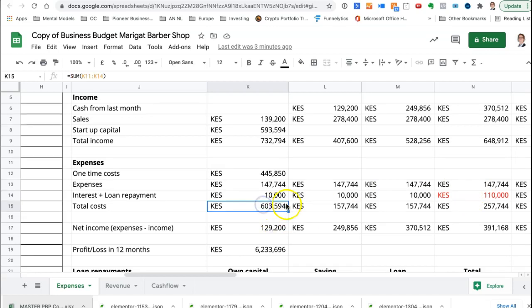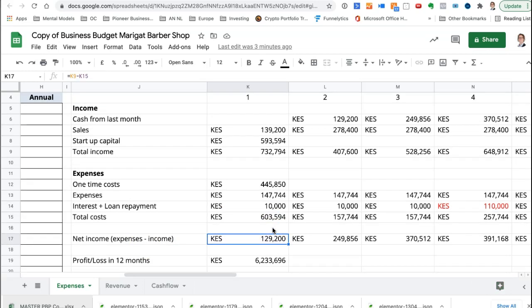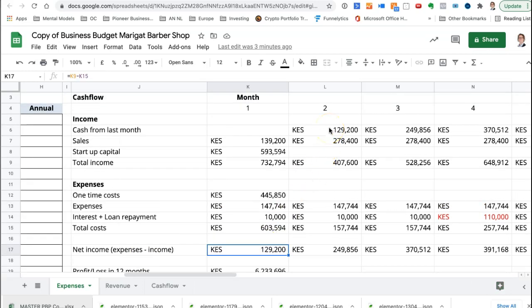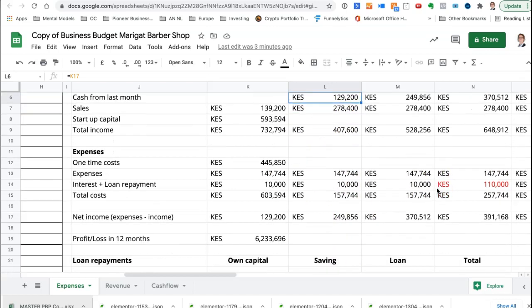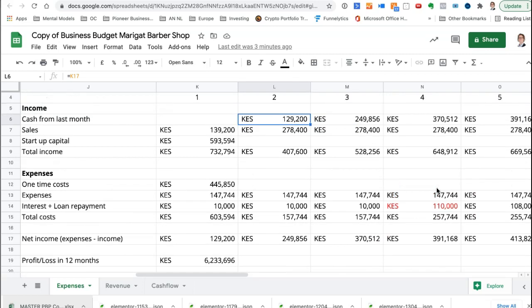So the total cost is 603,000. We have a net income of income minus expenses of 129,000. This amount we use for the second month, and there we go again. So here we see this whole calculation. Here, in month 4, we're going to pay back the principal as well.